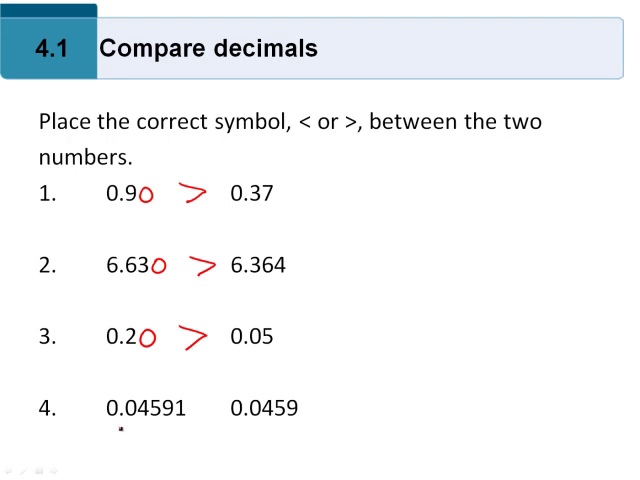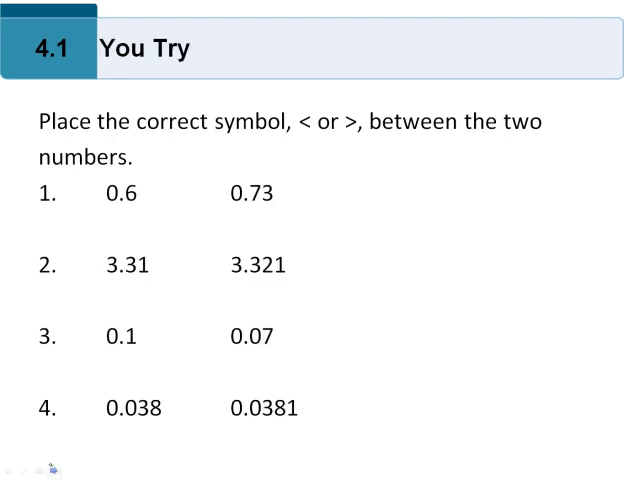Okay? And number 4, we have 0.04591. So there's 1, 2, 3, 4, 5 digits behind the decimal point. And over here, 0.0459, that's 4 digits, so we need to add on a 0 there. So really what you're looking at is 4591 and 4590. Well, 4591 is greater than 4590. So this whole slide, everything was greater than. Kind of weird.